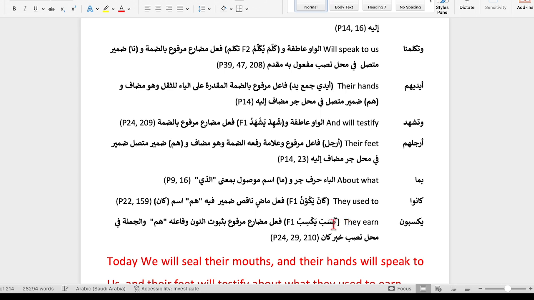So yaksibuna is fi'lun mudari'un marfu'un bi thubuti nun, because of the presence of noon is the rafa form of fi'l mudari, wa fa'iluhu hum, wal jumla fi mahallin nasbin khabru kana. So this is ismu kana, the damir in it, and khabru kana is this jumla. So about what they used to earn.